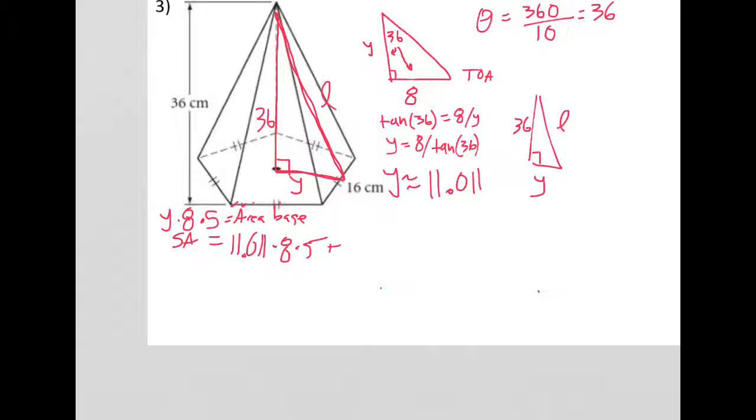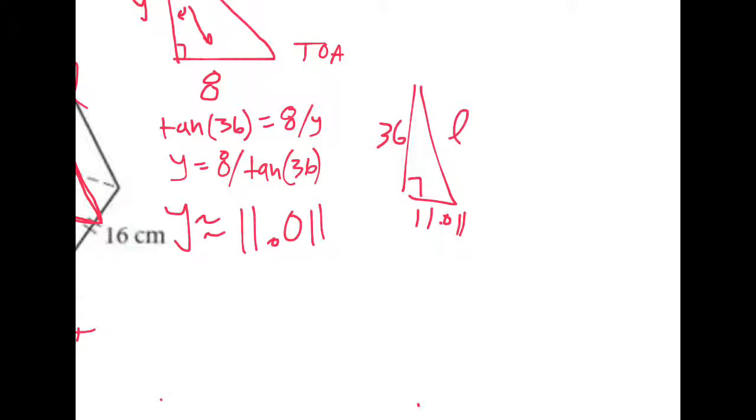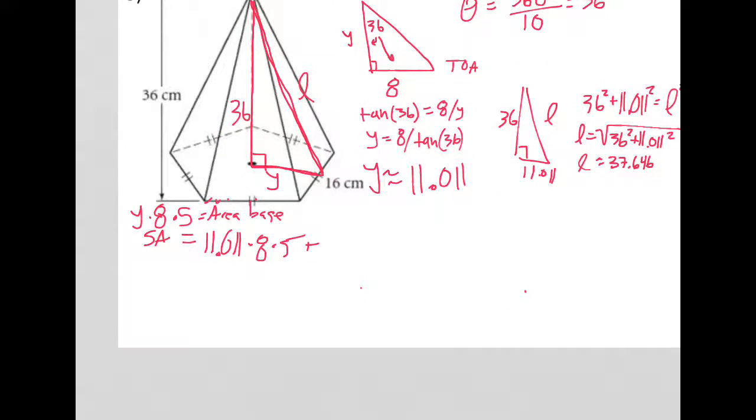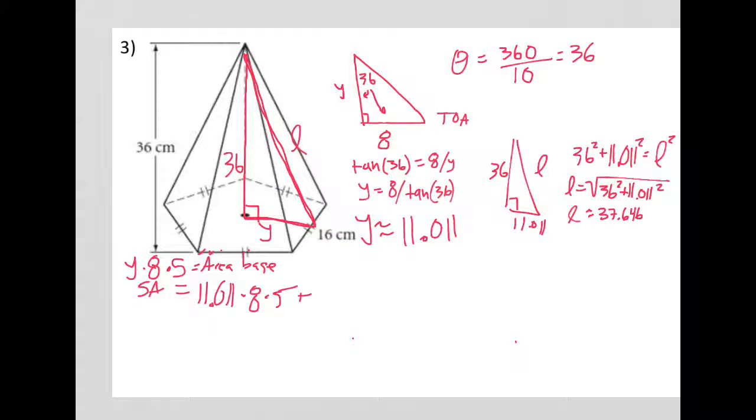So now, instead of y on this triangle here, I can label that apothem as 11.011, and I can use some Pythag to figure out what L is. Well, 36 squared plus 11.011 squared equals L squared, and so we need to take the square root of all of that to figure out what L is, that slant height. 36 squared plus 11.011 squared. So do that, we'll get a value, 37.646 approximately for that value of L, the slant height of this pyramid.